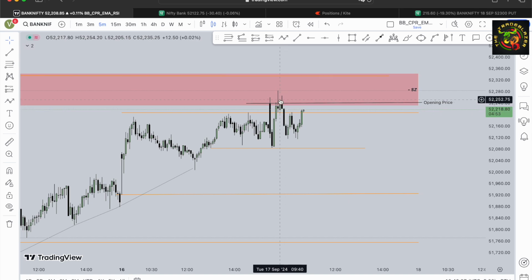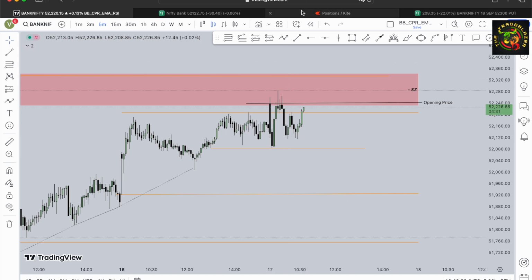So I shorted the market somewhere here itself with the first quantity, added some more quantity somewhere here, and the third quantity I added somewhere here upon the confirmation of this bearish candle, and then booked my target somewhere below this swing. Okay, that was my trade.